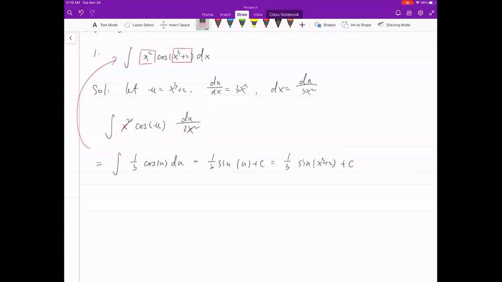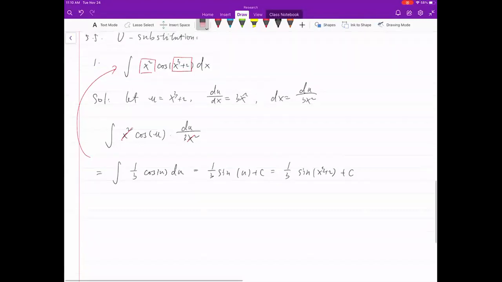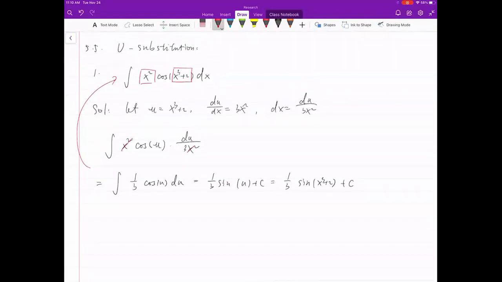Okay. The harder part is actually realizing which one to assign to be u at the beginning. You have a lot of choices. But the key point here is you want to pick a u such that the derivative of the u you picked has already been prepared in the original question, like this case. If you pick u to be that, you need 3x squared, and x squared is already provided.